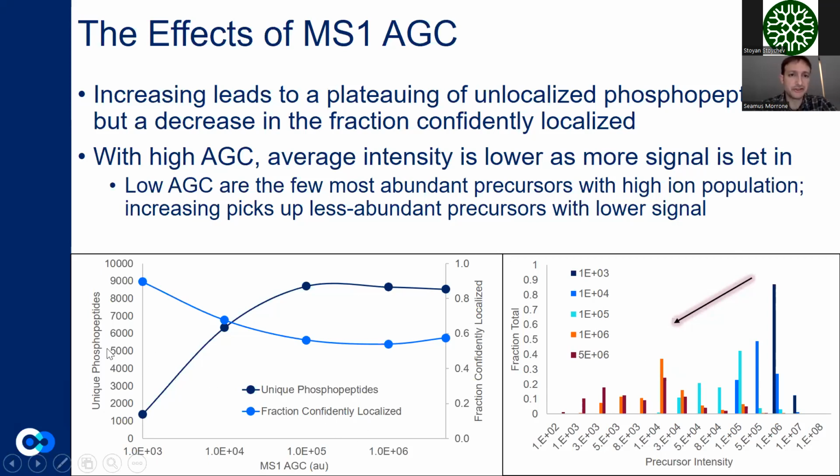So at this low AGC, we're getting few ions that are being fragmented that are generally the most abundant precursors with high ion population. And as we increase this, we're starting to pick up less abundant precursors with lower signal. And this is reflected in the fraction confidently localized, as these lower abundant ones have a less strong MS2 fragmentation signal.